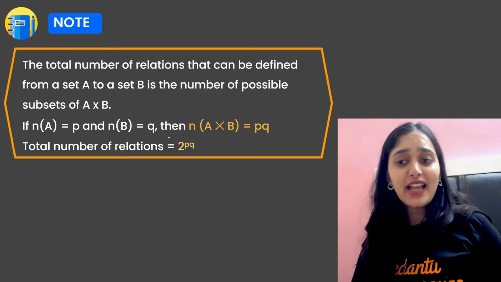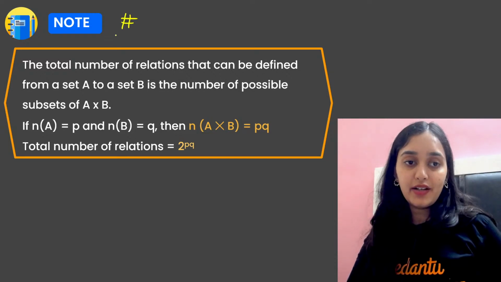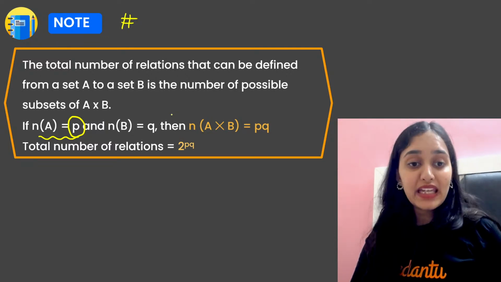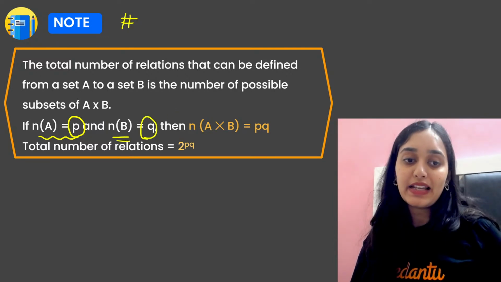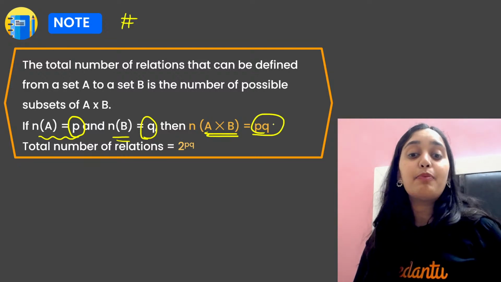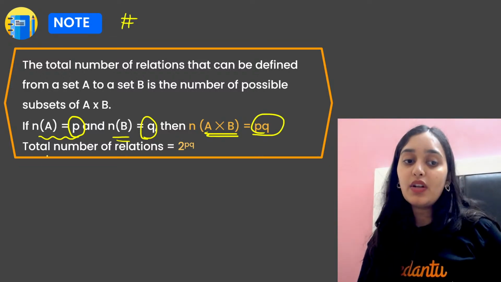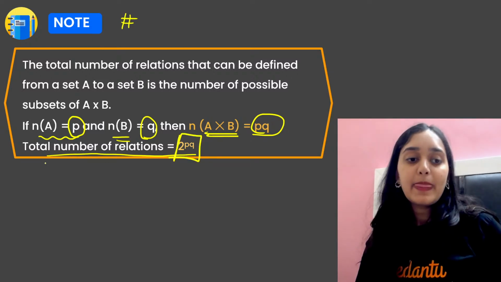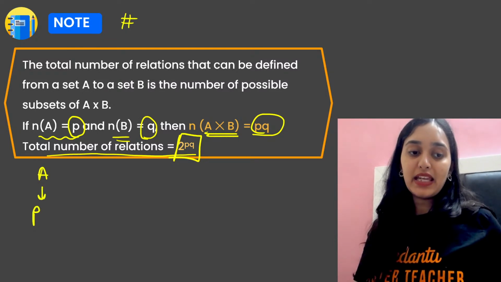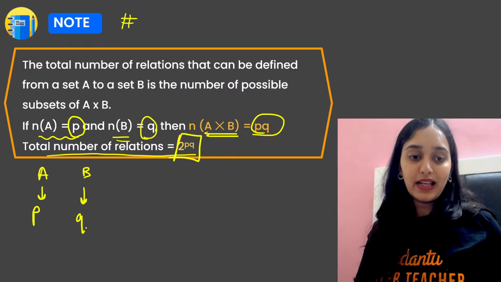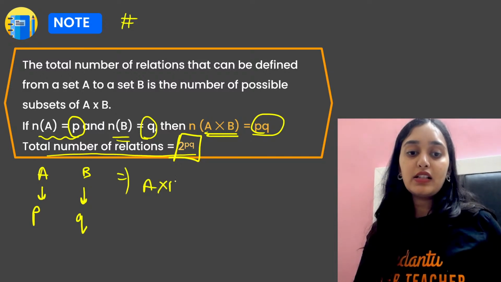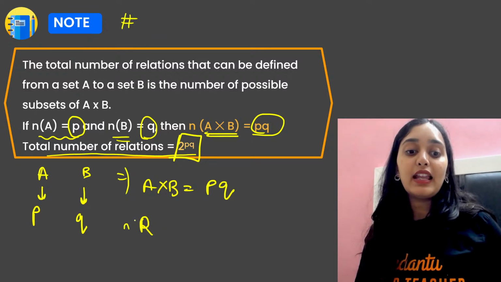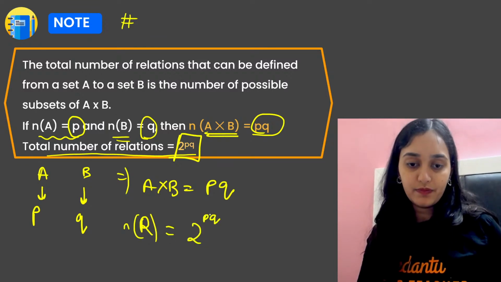Alright. Now, a very important point to note over here. If you have P elements in set A and Q elements in set B, then A cross B is going to have P into Q elements and the total number of relations will be 2 to the power PQ. Remember. So if set A has P elements and set B has Q elements, then A cross B will have PQ elements and the number of relations formed will be 2 to the power PQ.